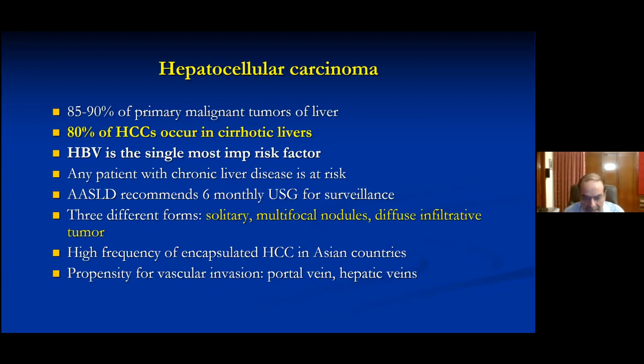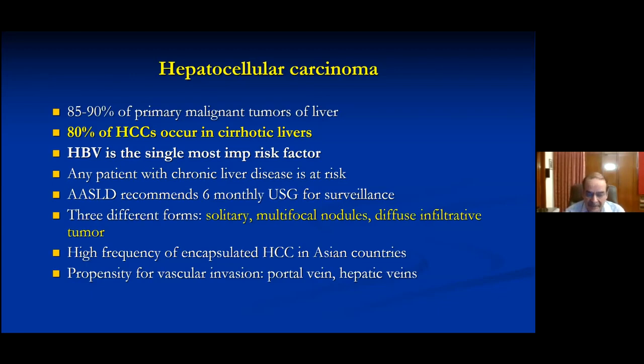Ultrasound is a good screening technique. AASLD recommends 6-monthly ultrasound for surveillance. But remember, ultrasound has a fairly poor sensitivity for picking up small HCCs because you're looking for a focal lesion in a liver which is very heterogeneous, and it's very hard to detect HCCs. So some centers would even use CT or MR, even MR, for the purpose of surveillance as well.